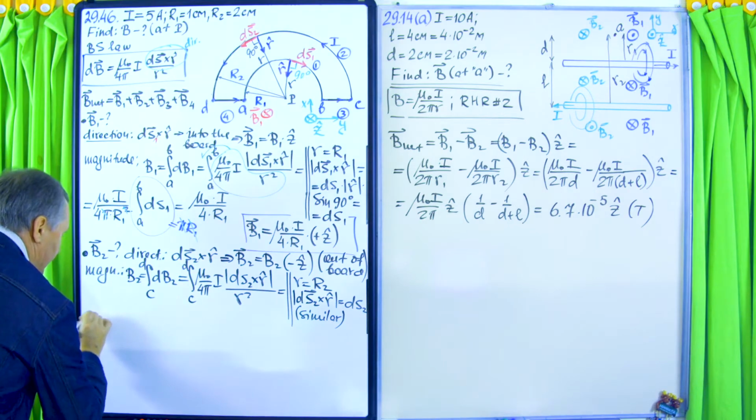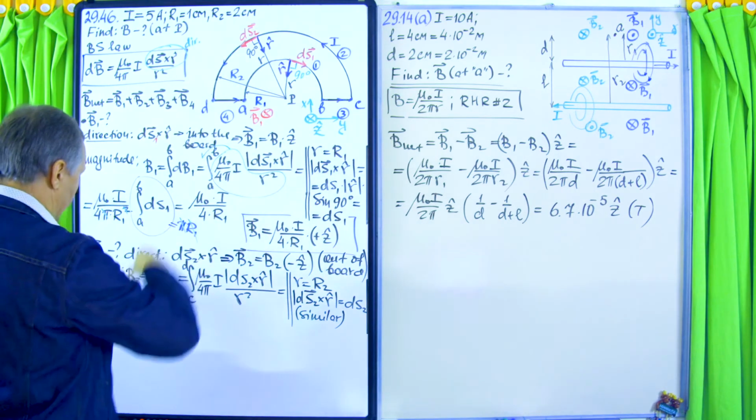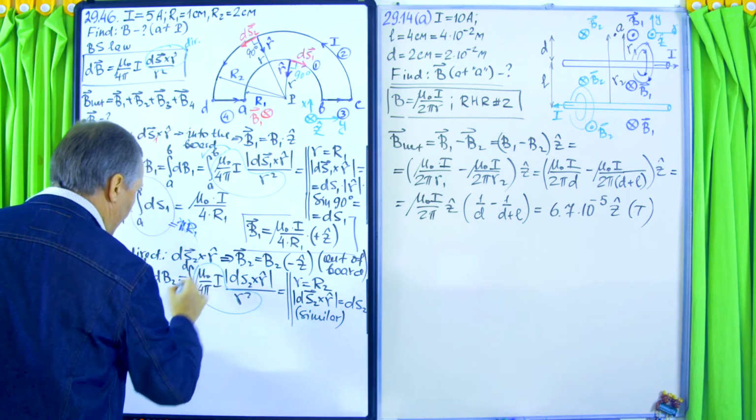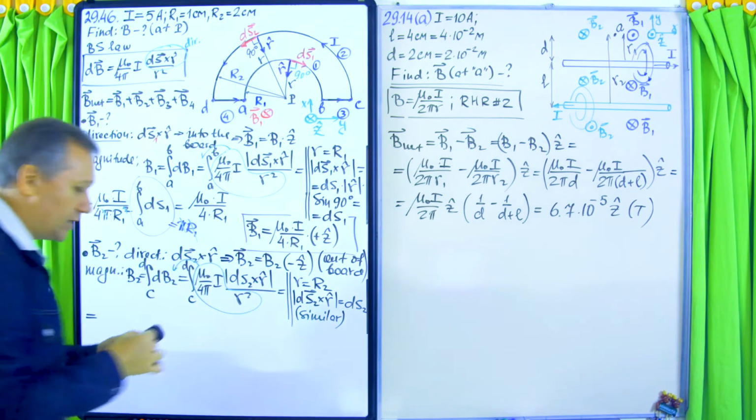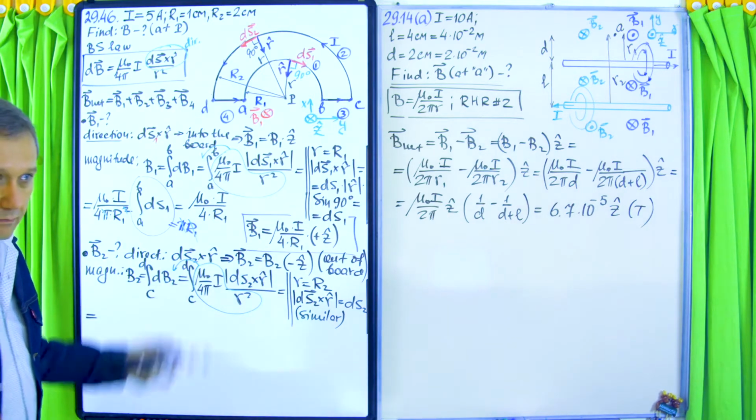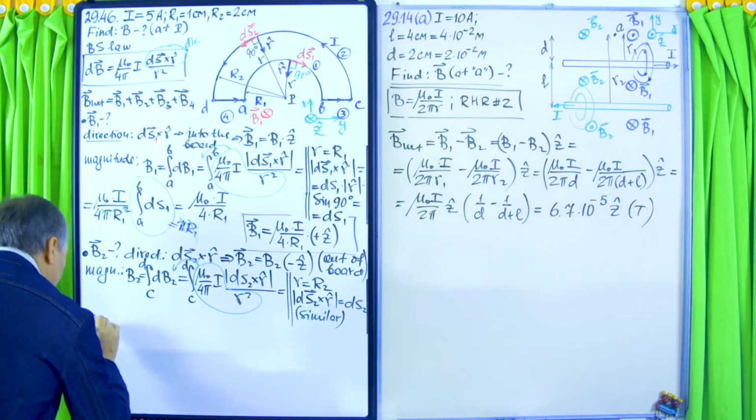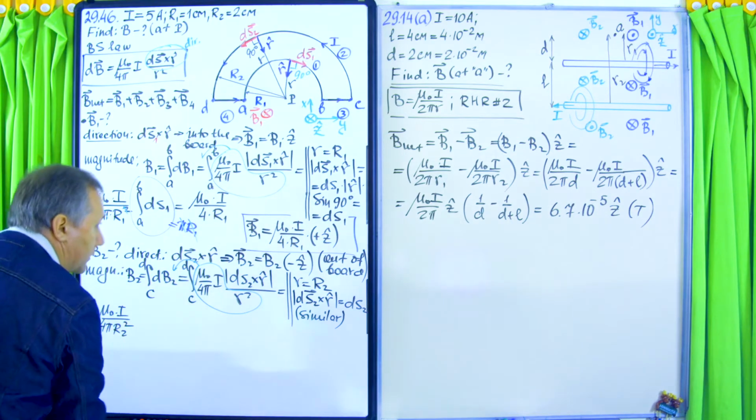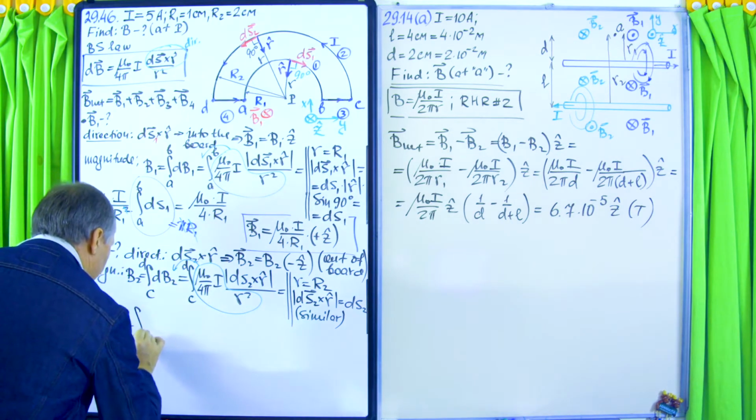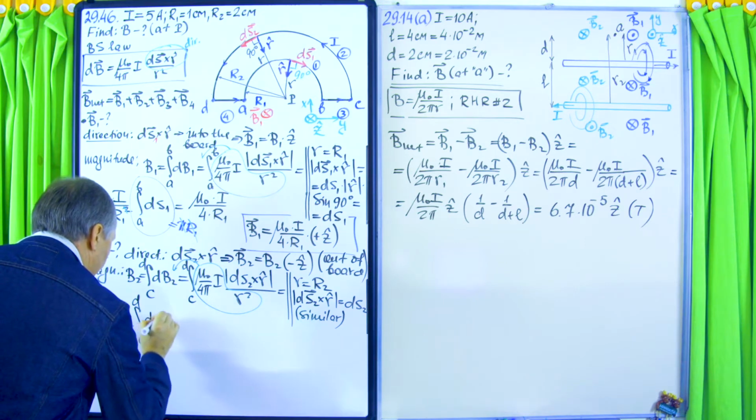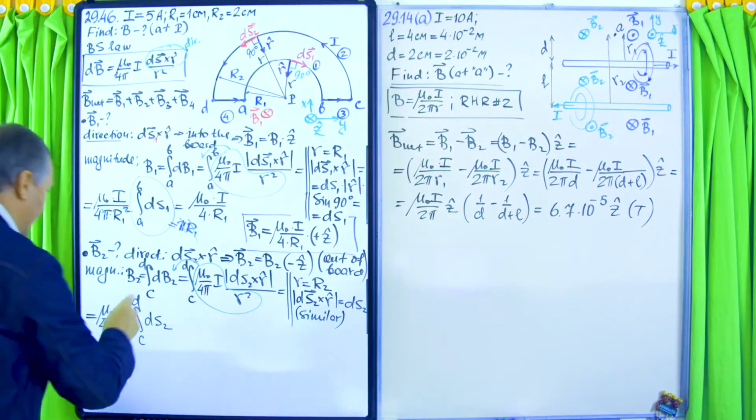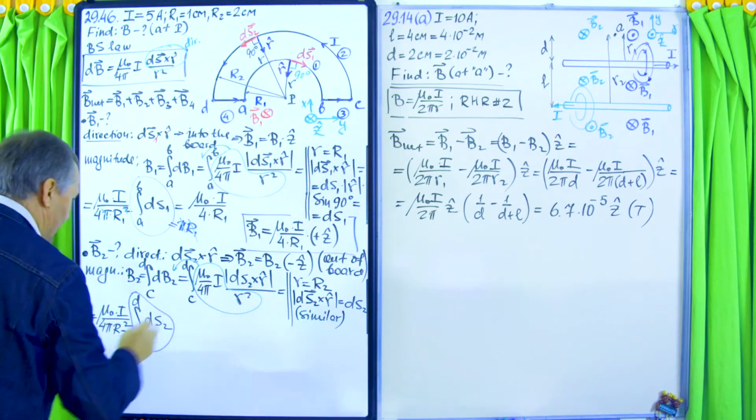And now, as a result, again, like here, all this ugly construction, mu naught over 4 pi r squared, times I, can be taken outside of the sign of integration, because those are just constants. So let me rewrite. It will be mu naught I divided by 4 pi R2 squared, and the integral from C to D of ds2. Extremely similar, right? And again, the same question. What is this?